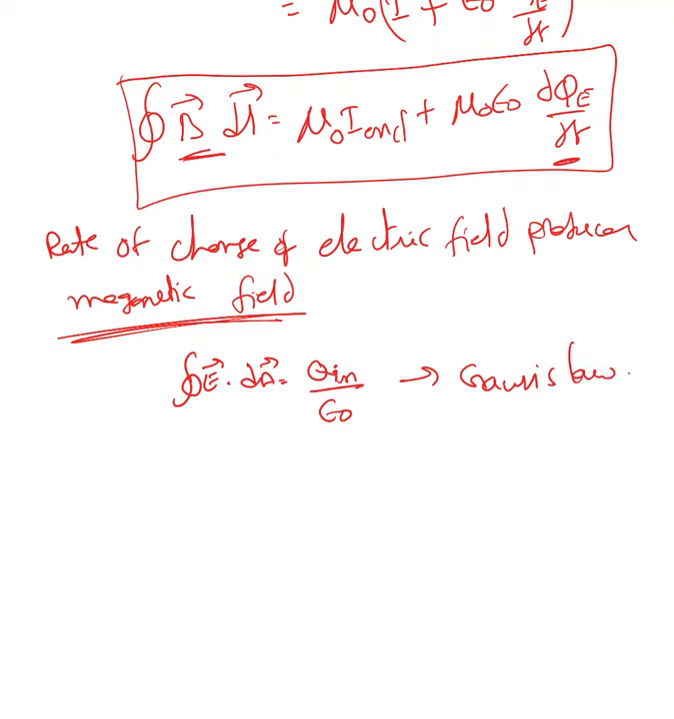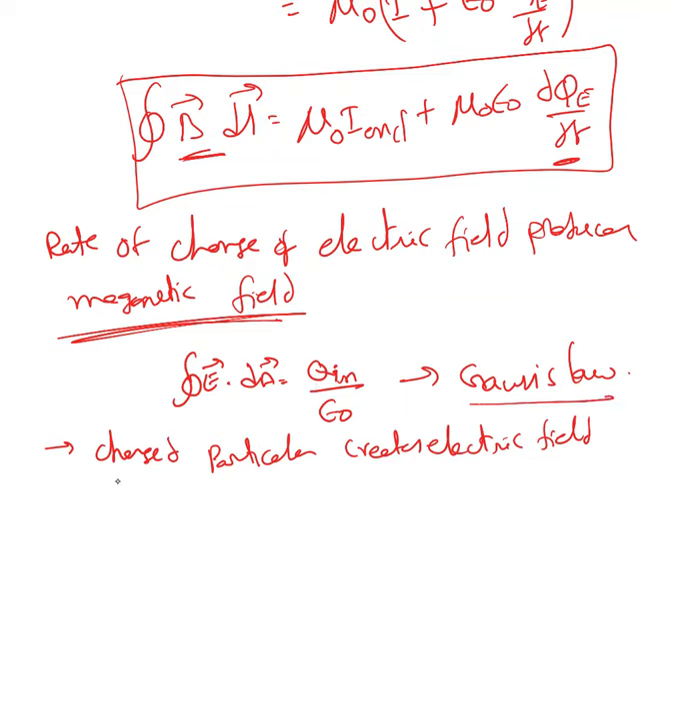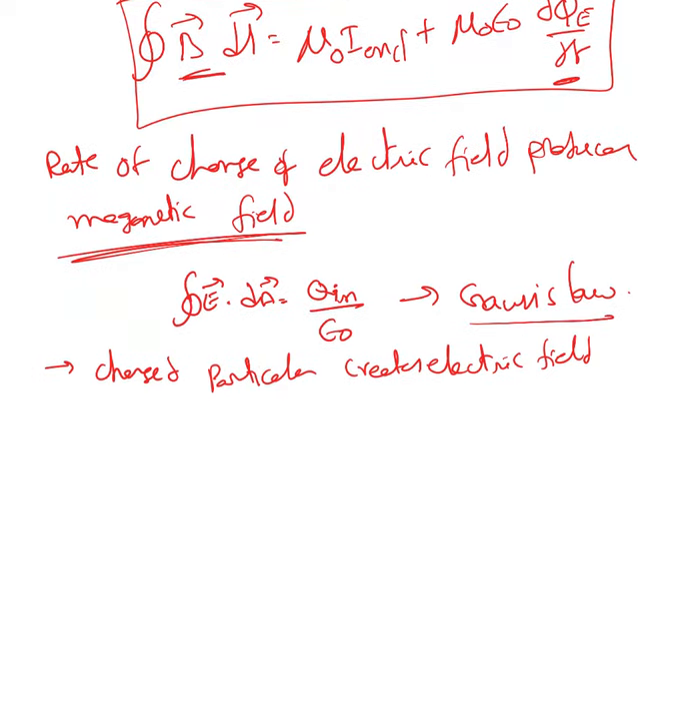Gauss's law tells us that charged particles create electric field. The closed integral of E times dA equals Q enclosed over epsilon naught. That's Gauss's law. So a charged particle creates an electric field. This is basically Gauss's law, but he reiterated it because it is helpful to define the relation between the electric field and the magnetic field. Okay, this is the first one.